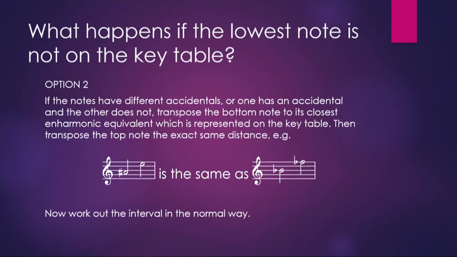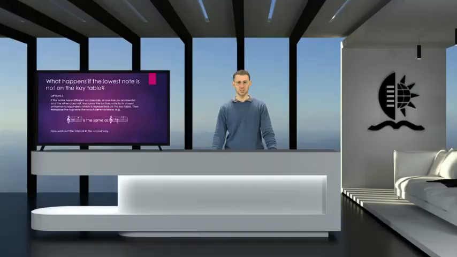Now we've got a new interval, B flat to F flat. It's exactly the same as the A sharp to E because they're enharmonics. It just looks different. But the most important thing is that B flat, the lowest note, is on the circle of fifths. So now we can calculate the quality of the interval. So let's work it out.